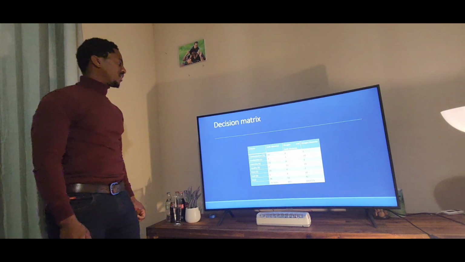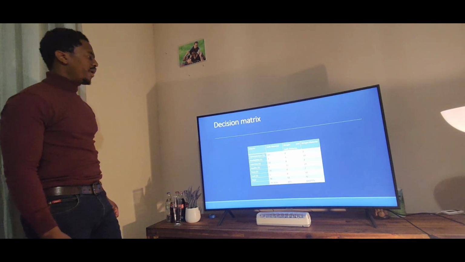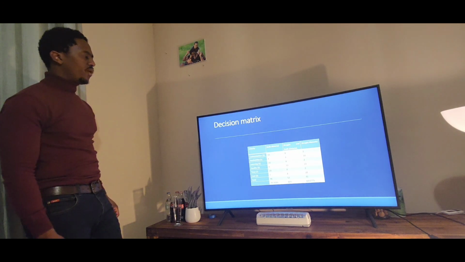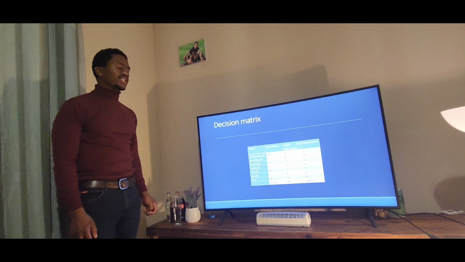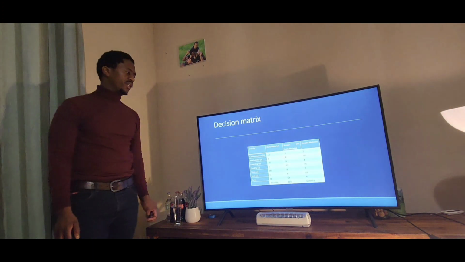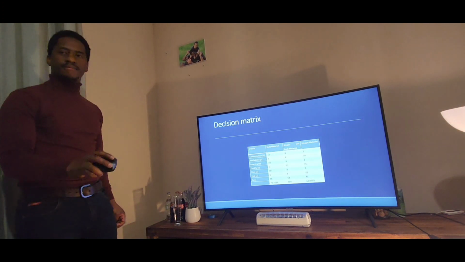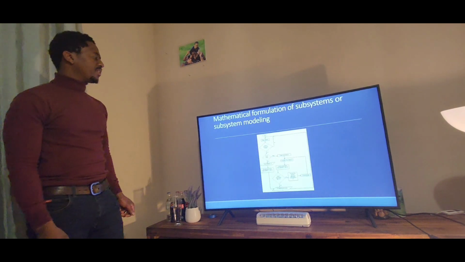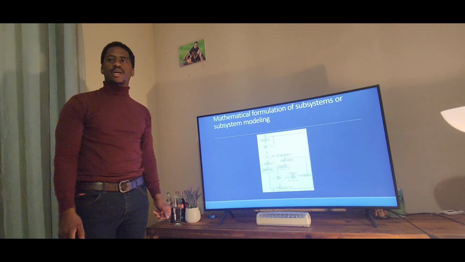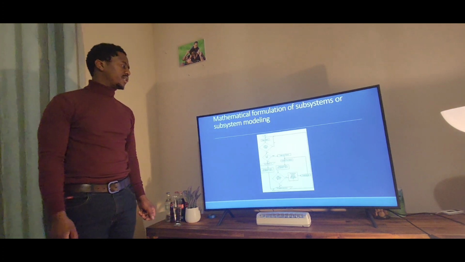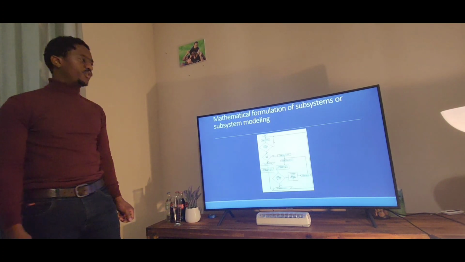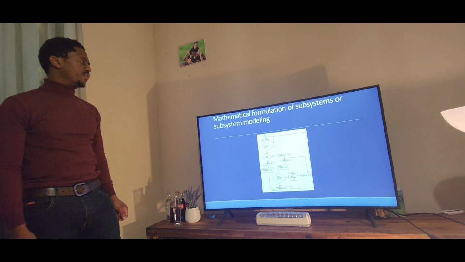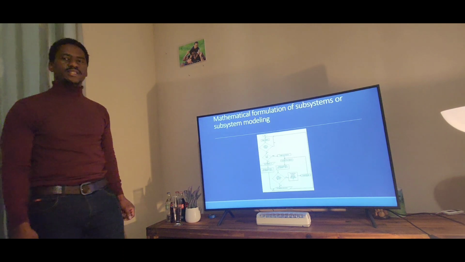This is a decision matrix that was used when choosing the best option, of which the option that was chosen was buying some of the material and building some of the material. These are the subsystems. This is a figure that explains the subsystems that were used when designing the project, which will be explained in the following slide.